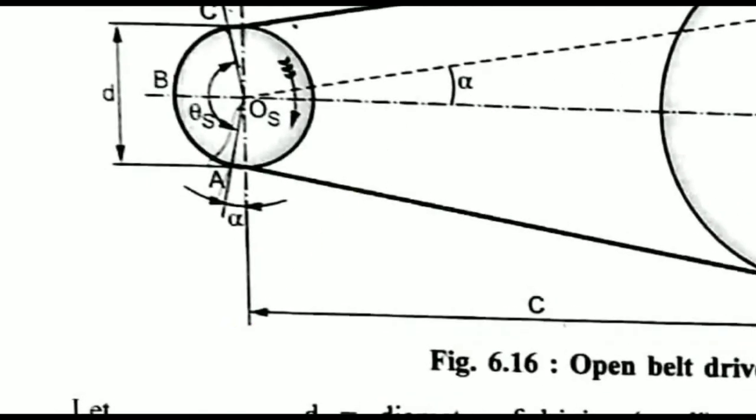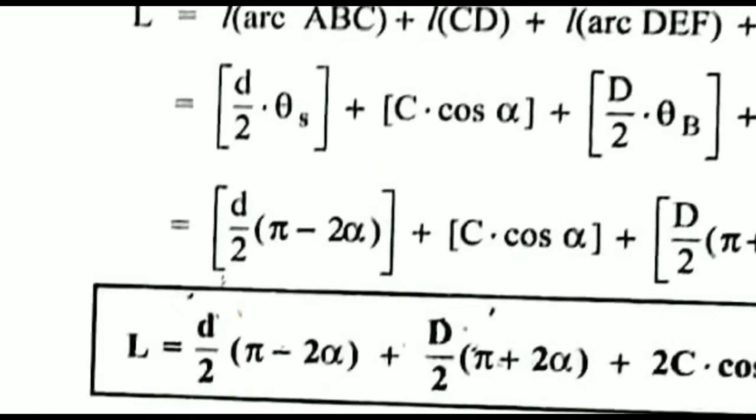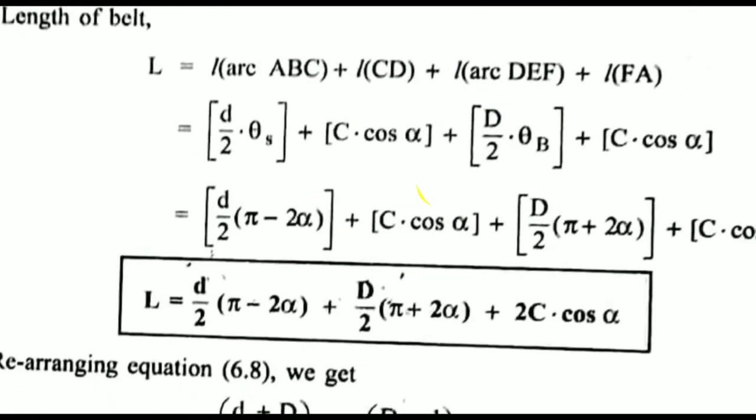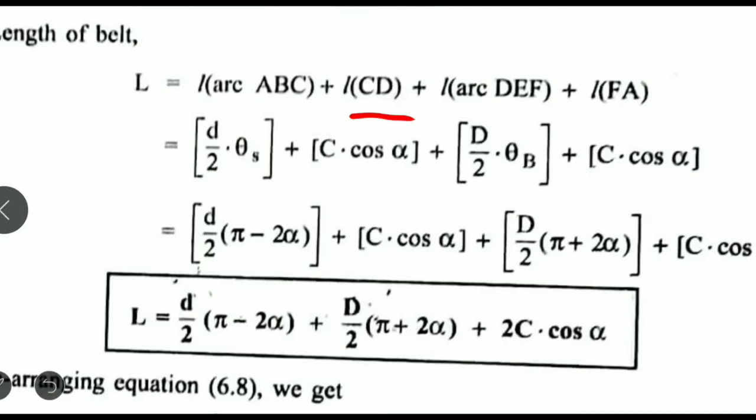Arc ABC, this is d by 2 at the center, and the angle is theta s. So the same we have written here for the angle. So d by 2 into theta s for the smaller case, clear? Same for CD. CD is nothing but a length.